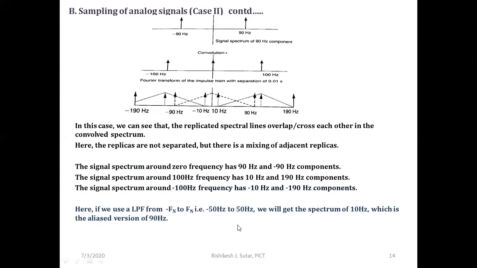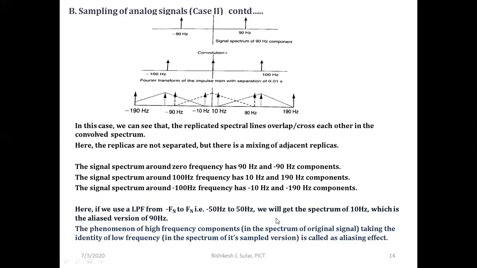Here, if we use a low-pass filter from minus Fn to plus Fn, that is minus 50 Hz to plus 50 Hz, we will get the spectrum of 10 Hz, which is the aliased version of 90 Hz. The phenomenon of high-frequency components taking the identity of low-frequency components is called the aliasing effect. Generally, the high frequencies are aliased as low frequencies.